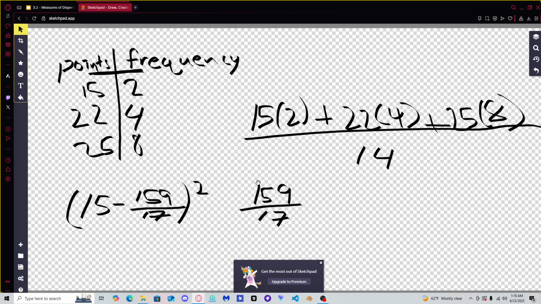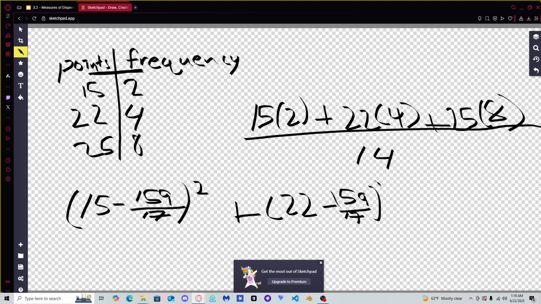And you do this for all the data, all the different values. So 15, 22, and 25. And then you do 22 minus 159 over 7 squared, plus 25 minus 159 over 7 squared.